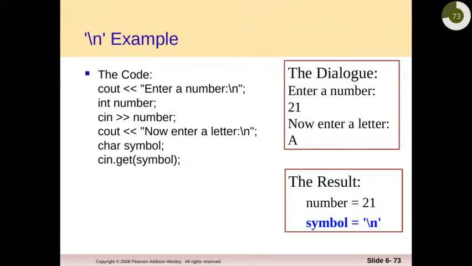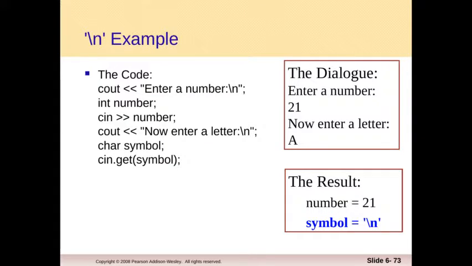And here's an example that should illustrate that. It prompts the user to enter a number. The user has a chance to enter the number here. Then it prompts the user to enter a letter, and then does this cin.get symbol in order to get the letter. But what really happens is that we will see the prompt enter a number. The user has a chance to enter a number. And then we will see the prompt now enter a letter. And the program won't even halt for you to enter the A.